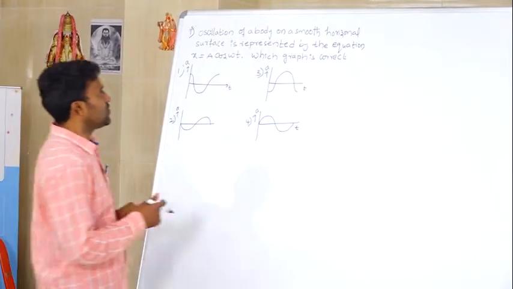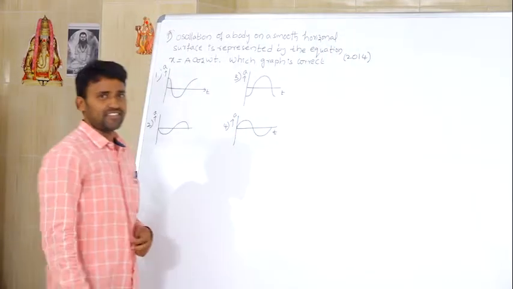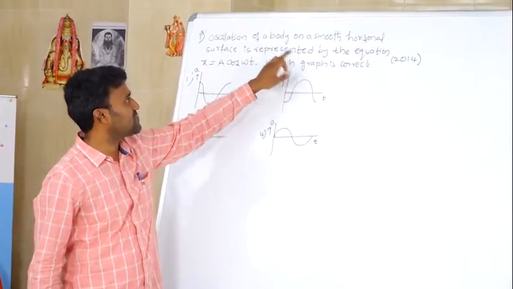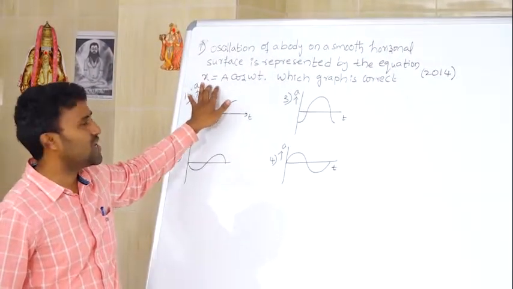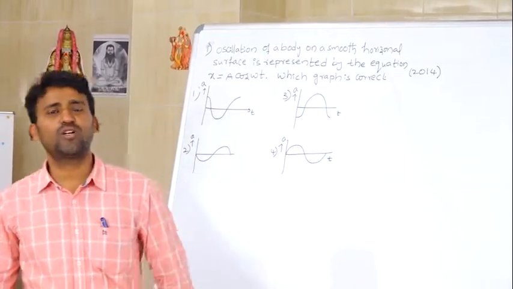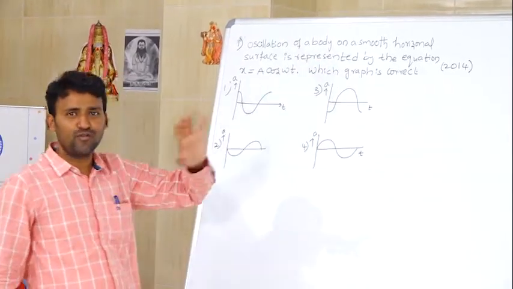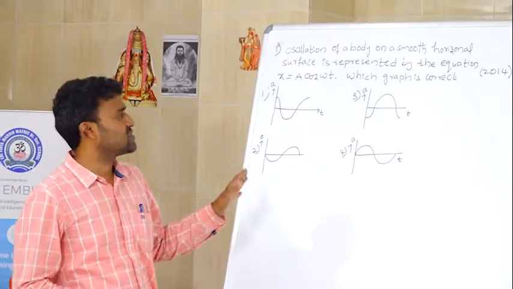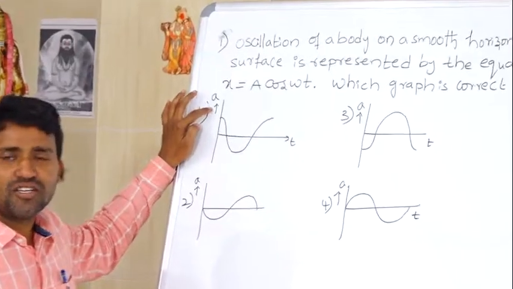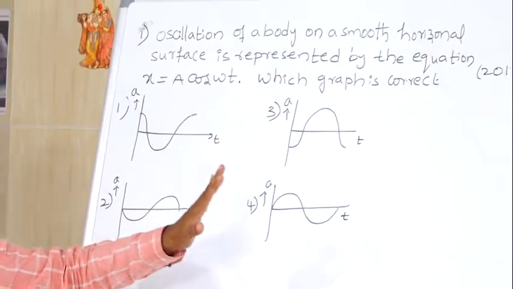AIPMT 2014. It is the 2014 question, isn't it? It is given that the oscillation of a body on a smooth horizontal surface is represented by the equation x is equal to a cos omega t, and we must find which graph is correct. He gave four options. How can we select in this one? In all four options, the y-axis is acceleration and the x-axis is time. So which one of these four options is correct?